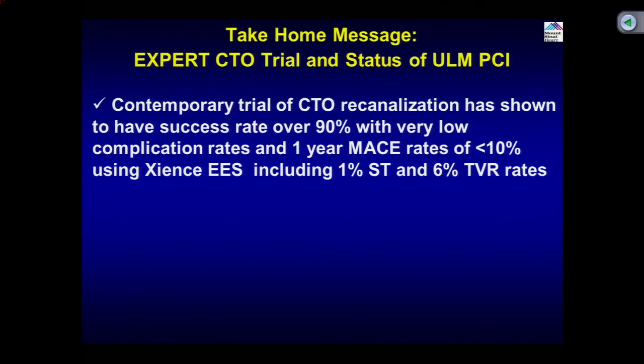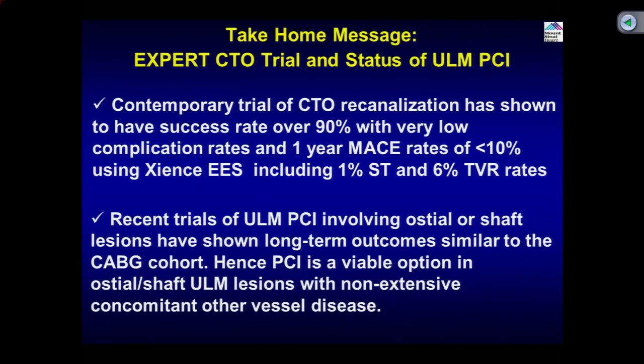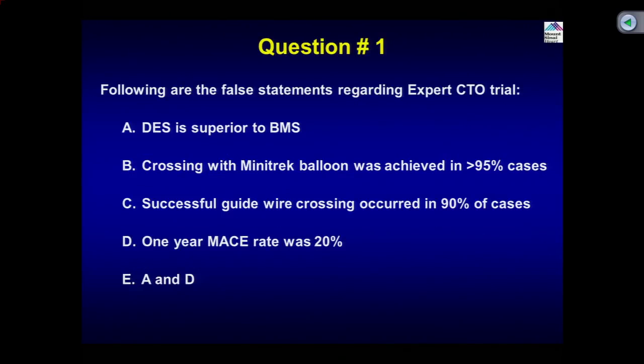The take-home message: the EXPERT CTO trial and the status of unprotected left main PCI. The contemporary trial of CTO recanalization has shown a success rate over 90% with a very low complication rate and a 1 year MACE rate of less than 10% with the Xience everolimus eluting stent, including 1% stent thrombosis and 6% TVR. Recent trials of unprotected left main PCI involving ostial or shaft lesions have shown long-term outcomes similar to the CABG cohort. Hence, PCI is a viable option in ostial septal unprotected left main lesions with non-extensive concomitant other vessel disease. So this leads to our three questions.